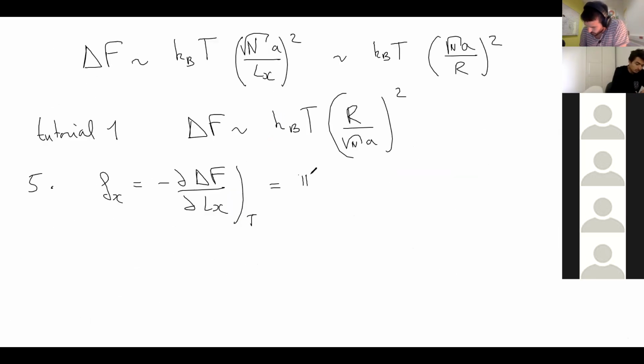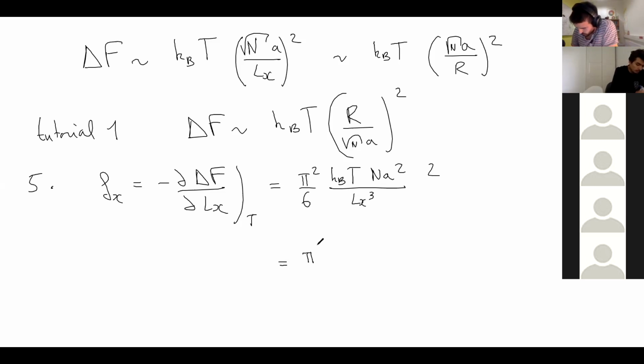So there is pi squared over 6. And then I differentiate delta F with respect to L. So I have kBT n a squared, and then I have Lx squared. So Lx cubed with a factor 2 here. And so it's pi squared over 3 kBT n a squared. So we have a force.